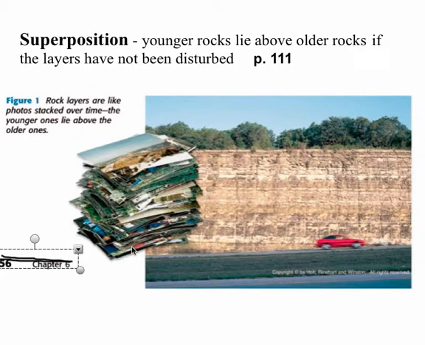If you look at this road cut here, you can see where they blasted away a hill, and you see all those different stripes. Where the road is, where that red car is flying by, those rocks are going to be older than the rock layer that's just below the soil line or where the trees are up at the top. So present time is up at the top.